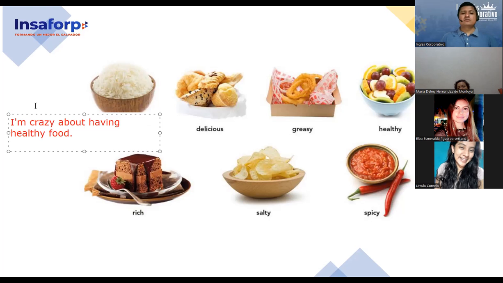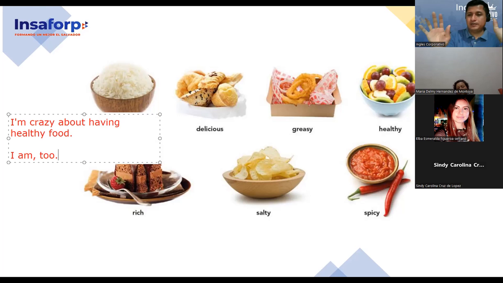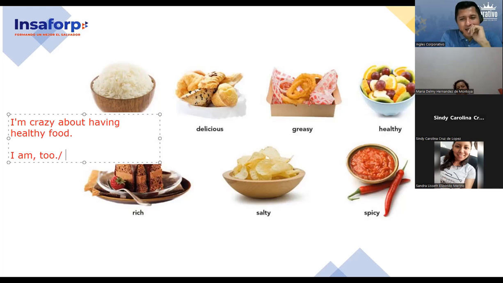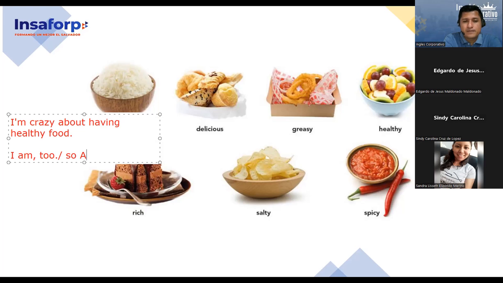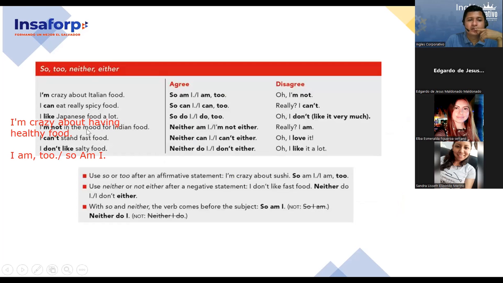So can I? So am I. Oh, very good. I am too. Vamos con lo basic, right? I am too. Very good. And what is the other one? You told me. Tell me. So am I. Right. One more time. Vamos a regresar a la picture. Here, mire. I'm crazy about having healthy food. So am I. I am, comma, too.